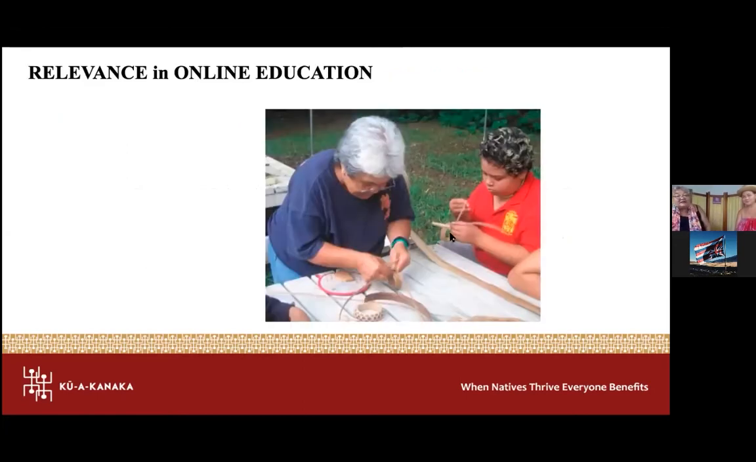And so basically, how do we integrate relevance in online education is our challenge, right? Because many of us have already developed relevant education as classroom teachers, but now we have to switch that to an online environment.